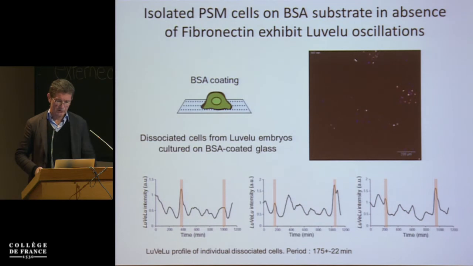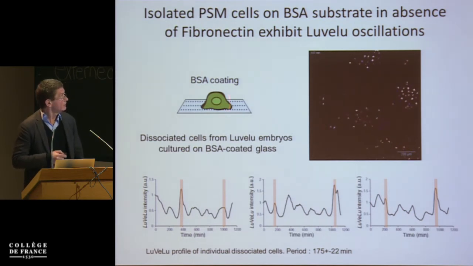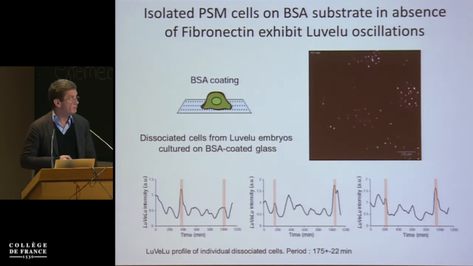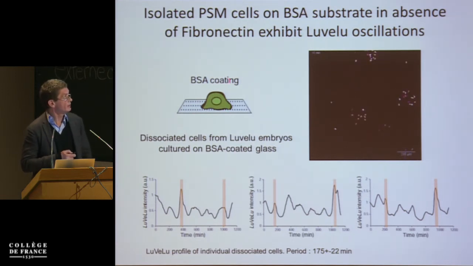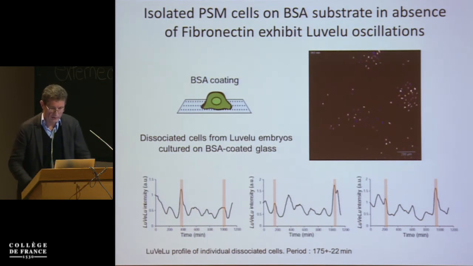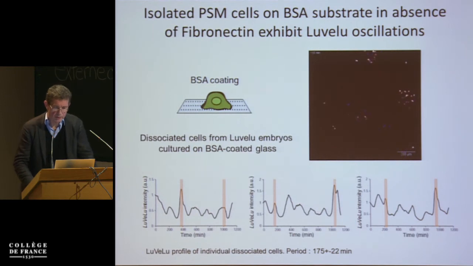And actually, by doing a negative control, Alexis made quite a striking observation, which is that if you culture your dissociated cells not on fibronectin, but on a simple substrate, just a BSA coating, what you see is that the cells now, even the isolated cells, resume normal oscillations. These oscillations exhibit a period which is the one seen in a mouse embryo, about 2 hours or so. This was a bit puzzling because the same cells, when cultured on fibronectin, would not oscillate, whereas on this poor substrate, they were starting to oscillate.